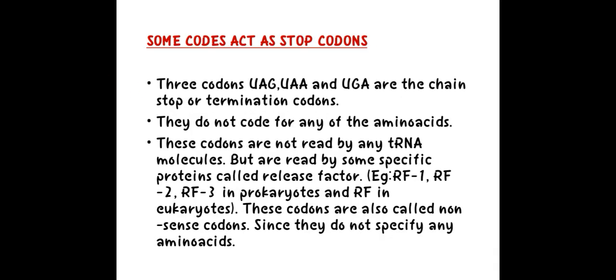Some codons act as stop codons. 3 codons, UAA, UAG and UGA, are the chain stop or termination codons. They do not code for any of the amino acids. These codons are not read by any tRNA molecules but are read by specific proteins called release factors: RF1, RF2, RF3 in prokaryotes and RF in eukaryotes. These codons are also called nonsense codons since they do not specify any amino acids.